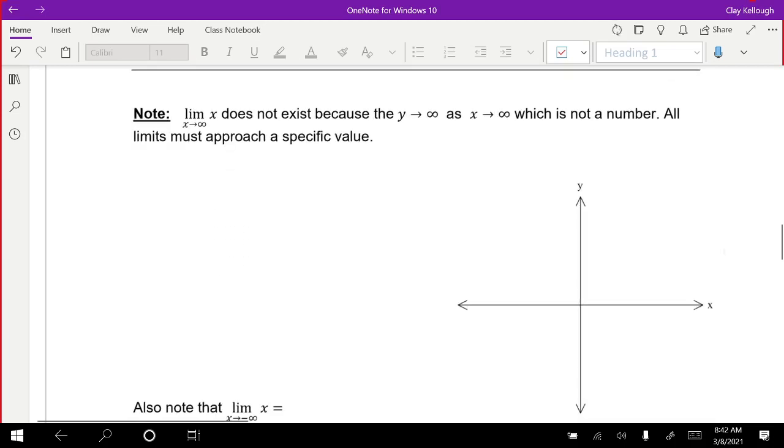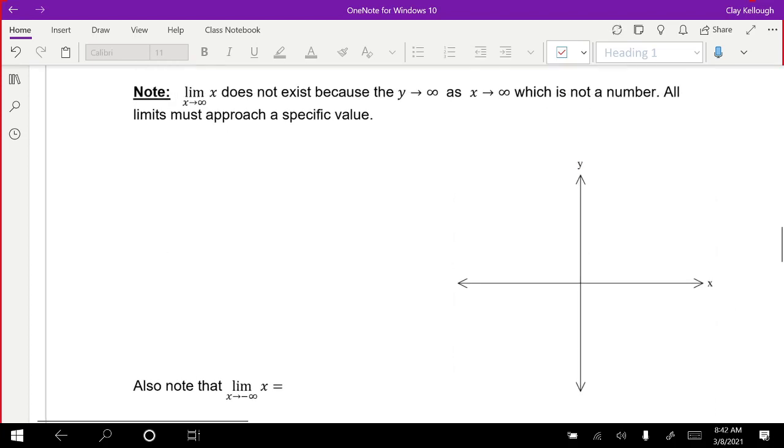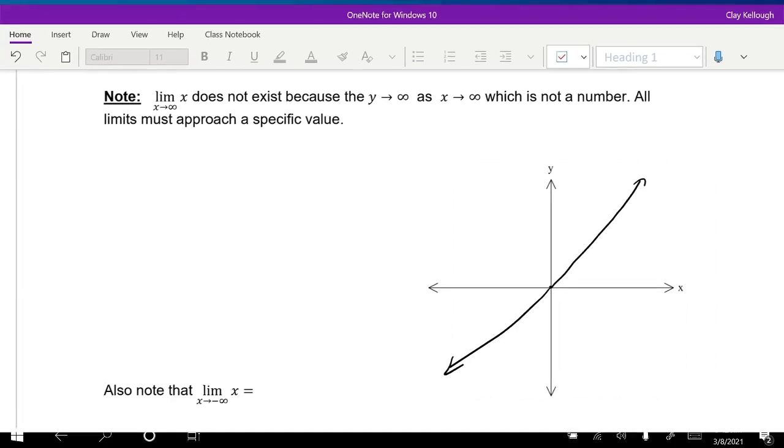All right, another note. What about just the limit as x approaches infinity of x? Well, you would also say that that doesn't exist either, because the y value approaches infinity, right? If you graph y equals x, here's one that I won't bother showing you on Desmos. It's the simplest graph we can get, and I drew it as a curve.